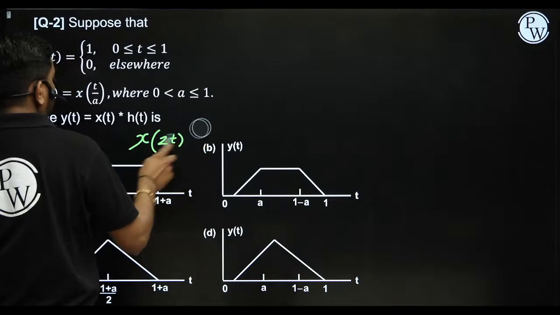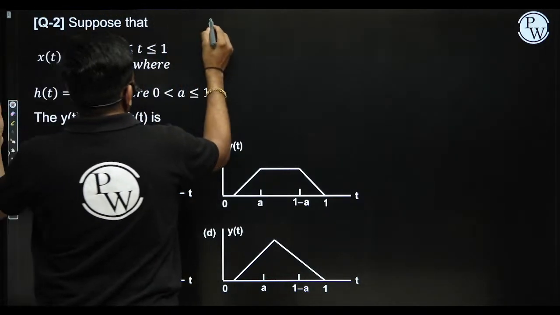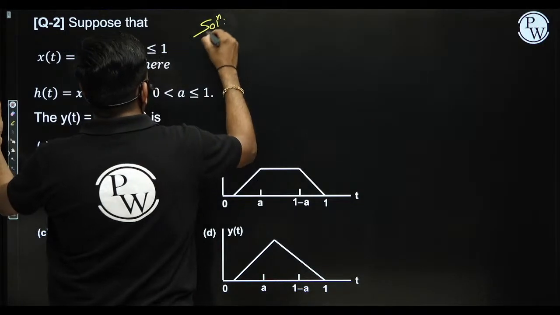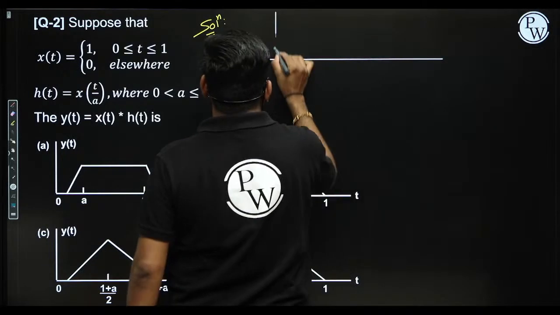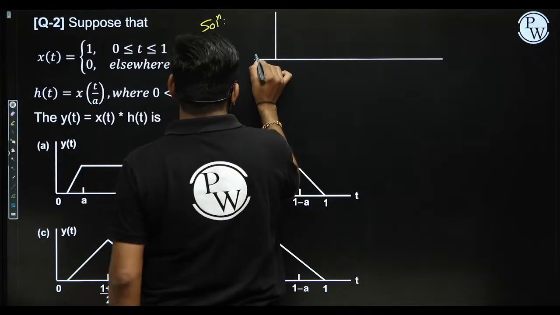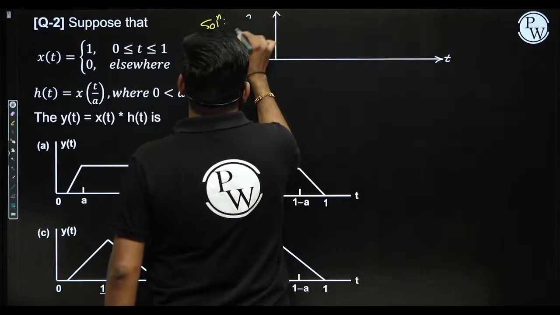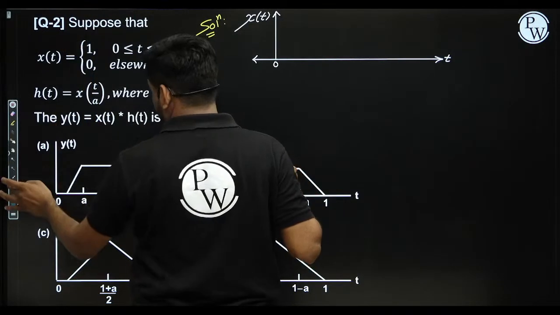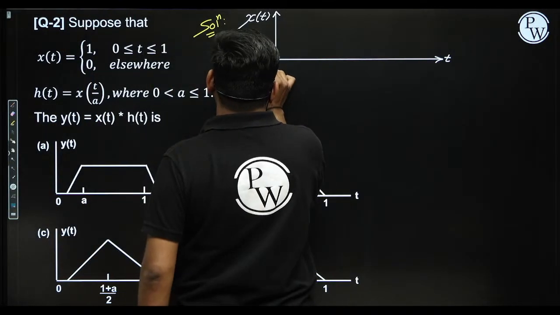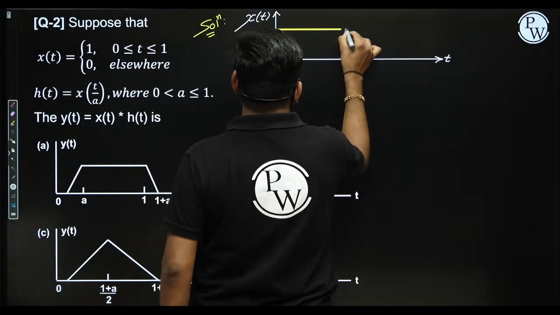So here, first of all, draw x of t, guys. See the solution here. First of all, draw x of t. So here I am drawing x of t. It is 1 between 0 and 1, guys, correct?